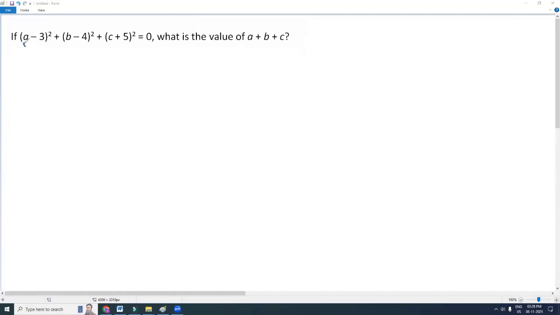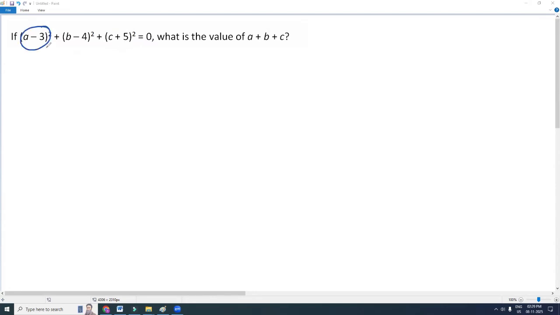Okay, now let's consider the equation we have over here. The first one is a square term, that is (a − 3) squared. The second one is also a square, that is (b − 4) squared. And the third one is (c + 5) squared. We know that the value of a square term can be 0 or positive. It can never be negative. Here the addition of 3 square terms is equal to 0. Since the addition of 3 square terms is equal to 0, the value of each square term over here must be 0, so that the addition of the 3 square terms can be equal to 0.